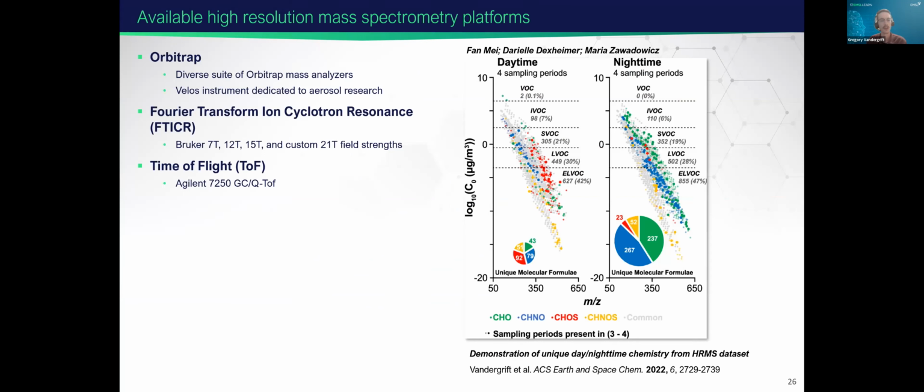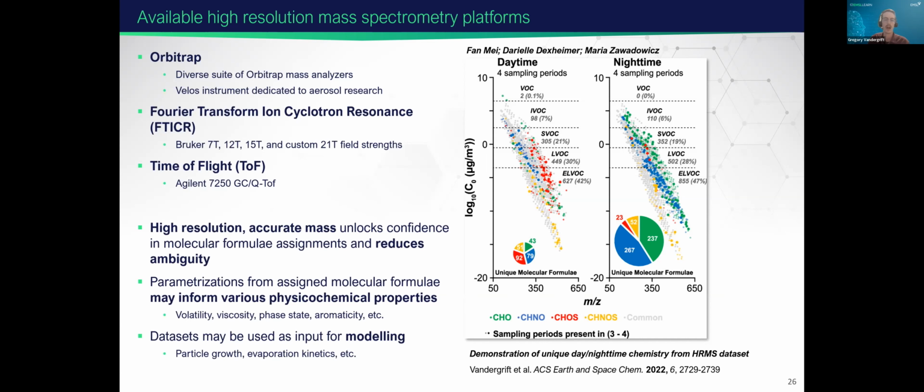What kind of mass spectrometers does EMSL have? We have a vast array of Orbitrap mass analyzers, and we specifically have a Velos Orbitrap instrument that's dedicated to aerosol research. We have a vast array of FTICR, or Fourier transform ion cyclotron resonance mass analyzers, ranging in field strengths from 7 Tesla all the way up to our flagship instrument of 21 Tesla. And we recently also have a time of flight mass analyzer that's specifically dedicated to analyzing volatiles, an Agilent 7250 GC-QTOF system.